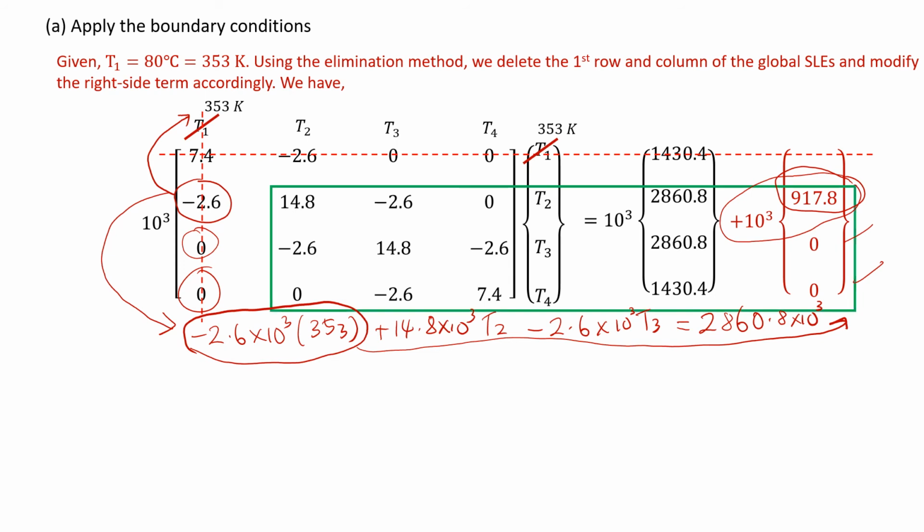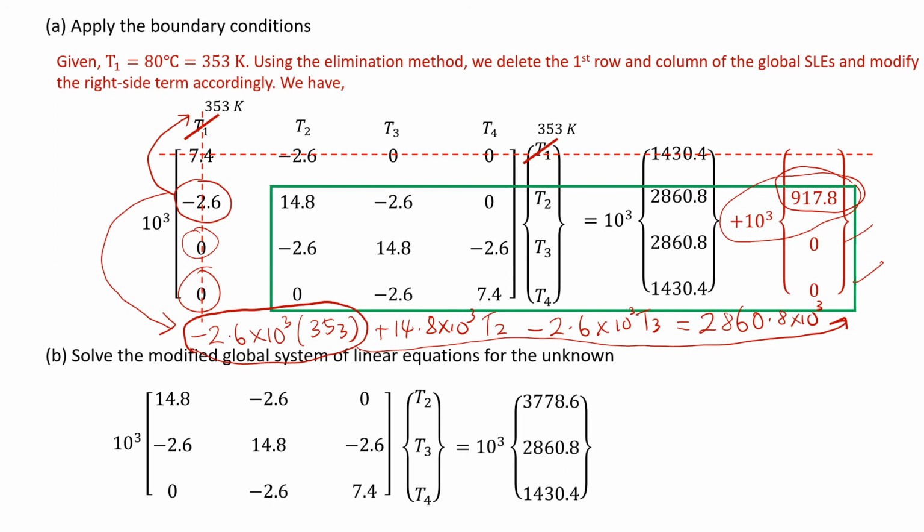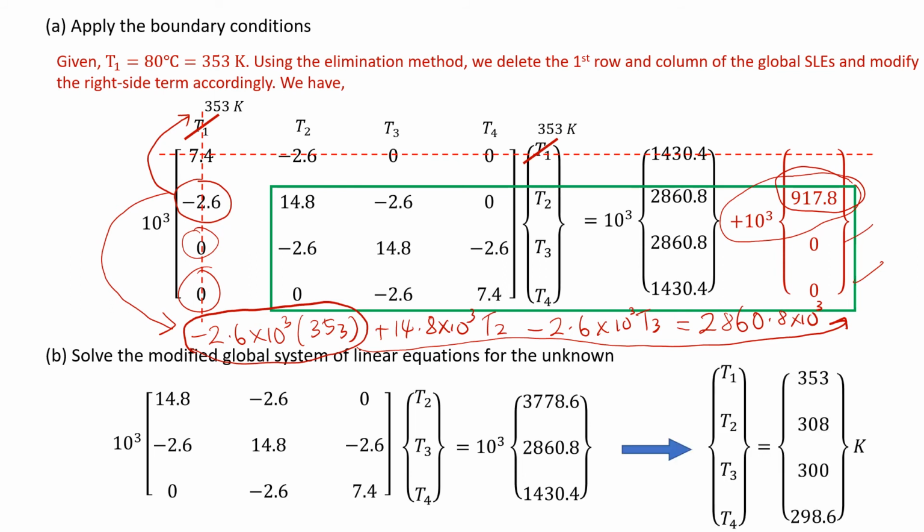Next, we just need to consider those values in the green box for our final step to determine the unknown nodal temperature. So, once we have modified our system of linear equations after imposing all the boundary conditions as shown here, the next step we just need to use the calculator to calculate the unknown nodal temperature as shown.